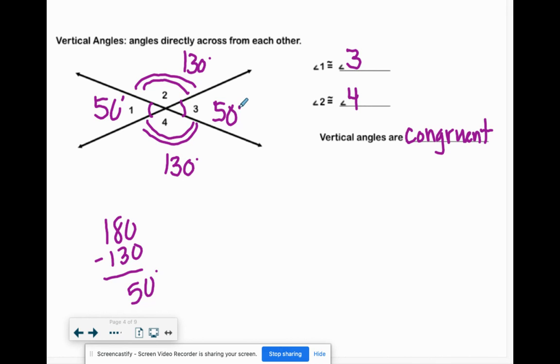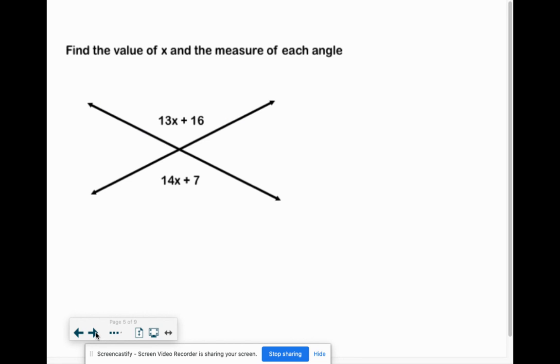Okay. Let's see what's next here. Find the value of x and the measure of each angle. So are these vertical angles? Are they across from each other? Yep, so what do we know about their measures? They're the same, so we can write 14x plus 7 equals 13x plus 16. And now we just solve. What would you want to move first? Minus 7. Sure, minus 7 to both sides.